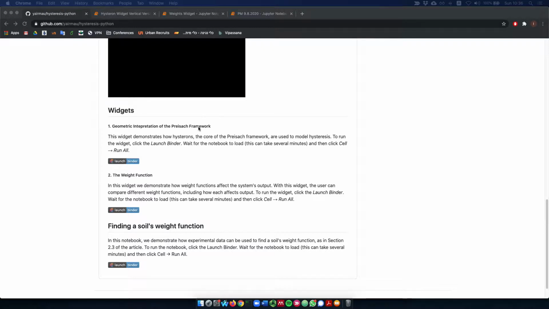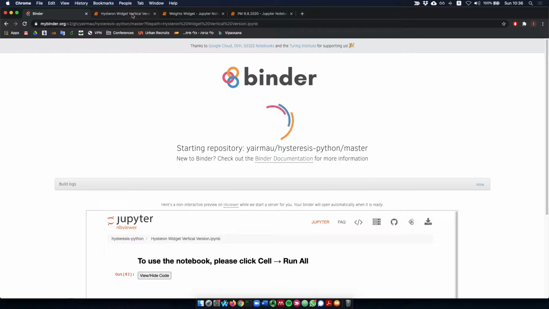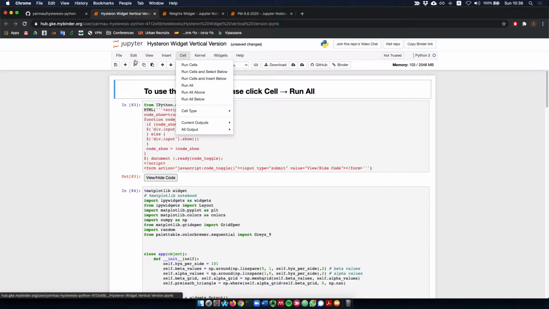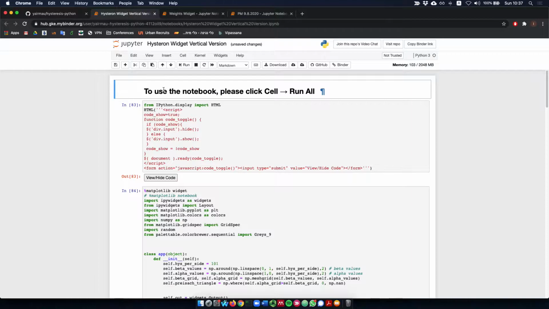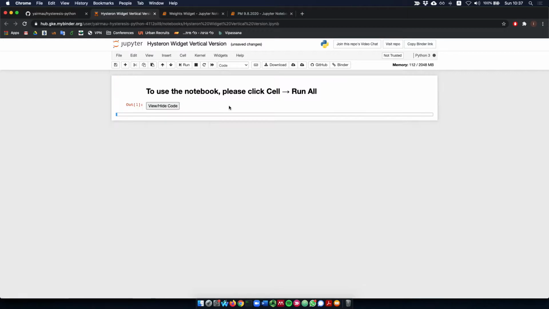In this widget, we demonstrate what hysterons are and how hysterons can be used together to model hysteresis on a system level. To use the notebook, you just need to click on Launch Binder, and you'll be taken to a page that looks like this. It takes a second or two for the notebook itself to actually load. So in the interest of time, I've already preloaded everything, and we can just go to the notebook itself. Once you're here, you need to click on Cell, Run All to run the notebook. So Cell, Run All, and then our widget will load.